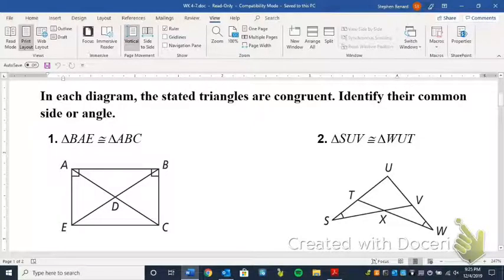So, kids, at the end of class yesterday, we did a very, very brief discussion on overlapping triangles. Basically, you're going to be asked to solve for a specific side or angle and/or prove that it's congruent, and you're going to do that by proving in a proof that two triangles are congruent, and then using CPCTC.